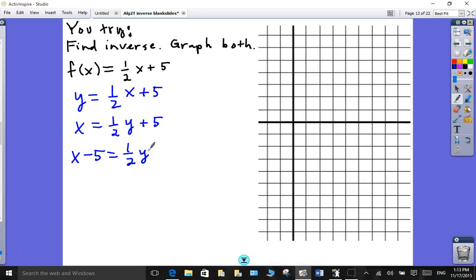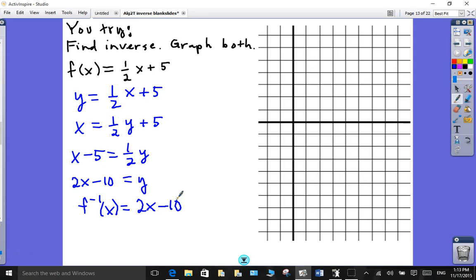So if I get to the point where I've got x minus 5 equals 1/2 y, how do I solve for y? Multiply times 2, right? There's a lot of mistakes going around where we have trouble figuring that one out. So if I multiply both sides times 2, this becomes 2x minus 10 equals y, which means f minus 1 of x equals 2x minus 10.